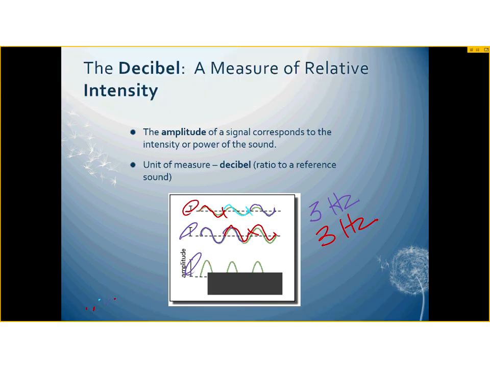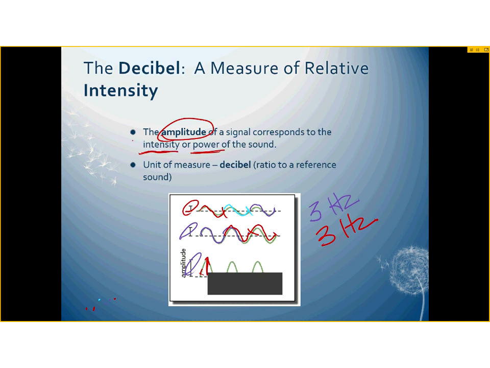Amplitude is the distance from the point of rest to the maximum point of displacement. So if this is the point of rest, from here to there is how far the pendulum swung, how far your swing moved, and that is the amplitude of a signal. It corresponds to the power or the amount of pressure being placed to move the pendulum or to move you on a swing.